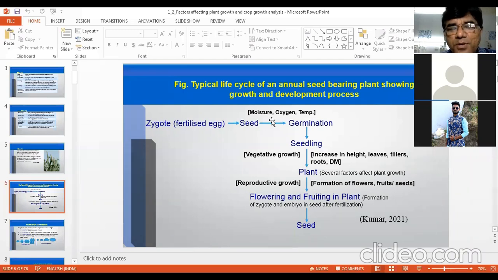So this is how you can see the development happening. From zygote it is seed. So this is a phenological change. From seed it is germinating, from germination seedling, and seedling to a full grown plant, and then after the vegetative stage, it will go into the reproductive stage and form the seed. So these are actually developmental phases.